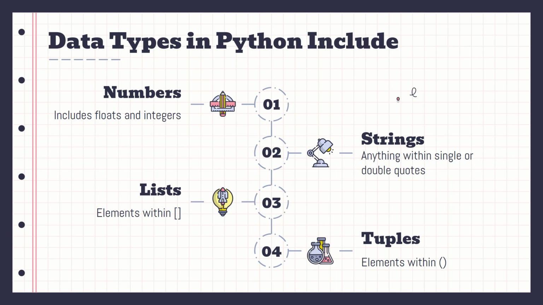Lists are just elements within square brackets. If you're coming from other programming languages, they are called arrays. But in Python, we call them lists. If you're coming from Java, we have something like ArrayList. In Python, it's just called lists.